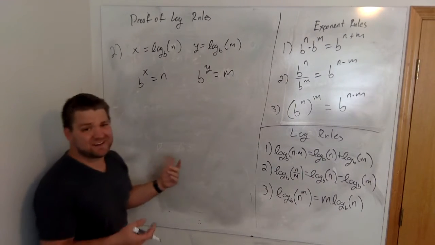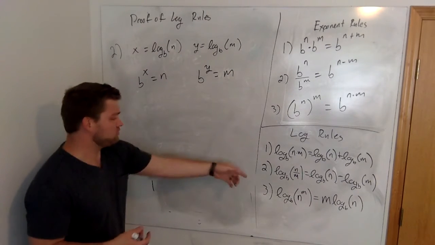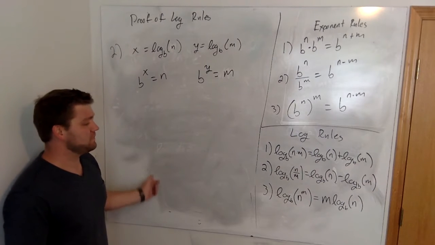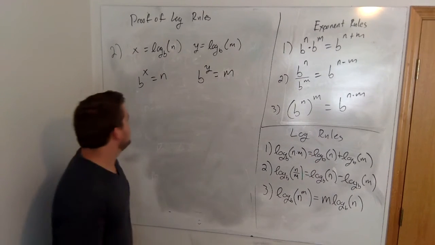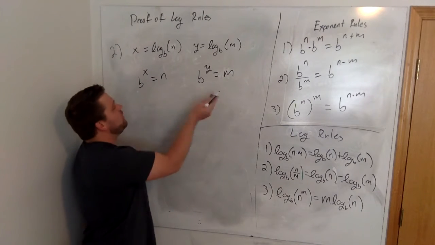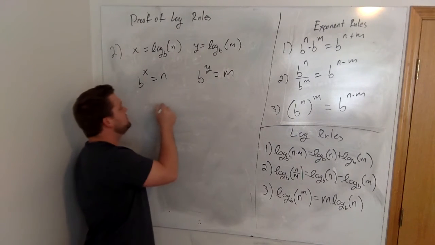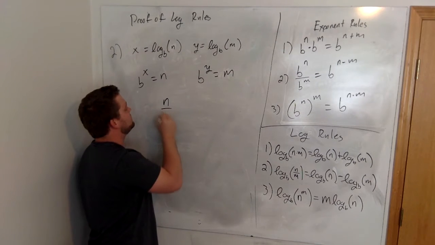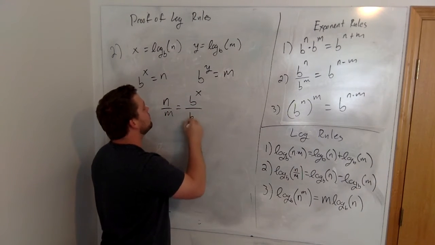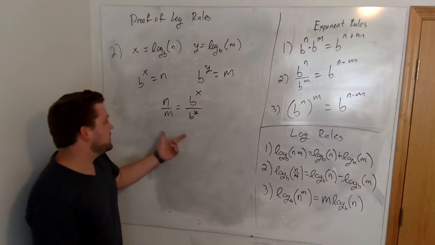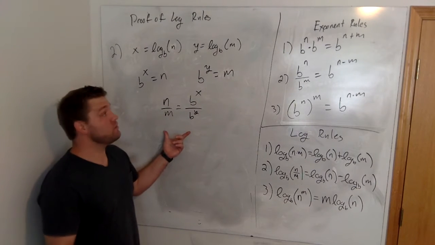So maybe take a second and see if you can convince yourself or prove log rule 2 on your own. Okay, let's do it. Well, what happens when we divide these? What would be the same thing as n divided by m? Well, that would be b to the x over b to the y. Now I have something in exponential form, and we know how to work with exponents.